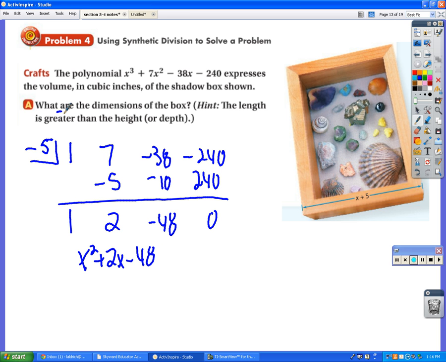Okay, now it says what are the dimensions of the box? Well, we know one of them is x plus 5, and then by using this negative 5 here, now we have a reduced polynomial, so I can take this and factor it the old-fashioned way. What are two numbers that multiply together to be negative 48 and add to be 2? 8 and negative 6. So x plus 8 times x minus 6. So the dimensions of this box are x plus 5 times x plus 8 times x minus 6.